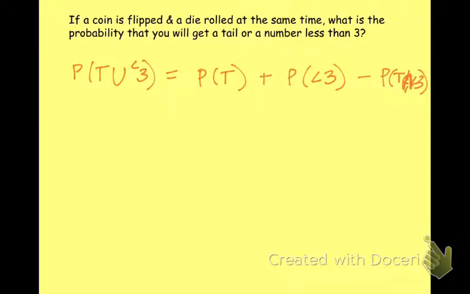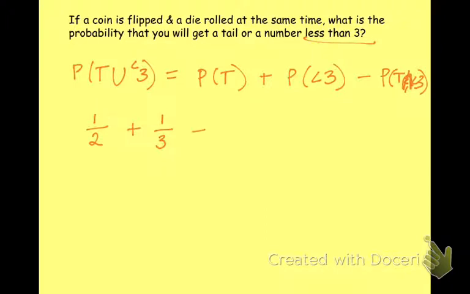So the probability of getting a tail is 1/2. The probability of getting a number less than 3 when you're rolling a die is 2 out of 6, or 1/3, because it's just less than 3, not less than or equal to. So your options are 1 and 2.